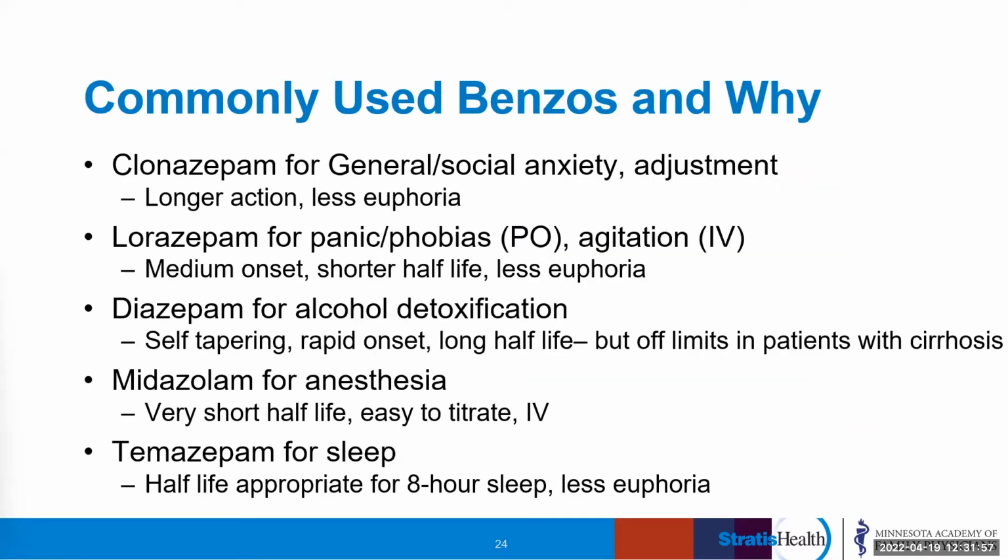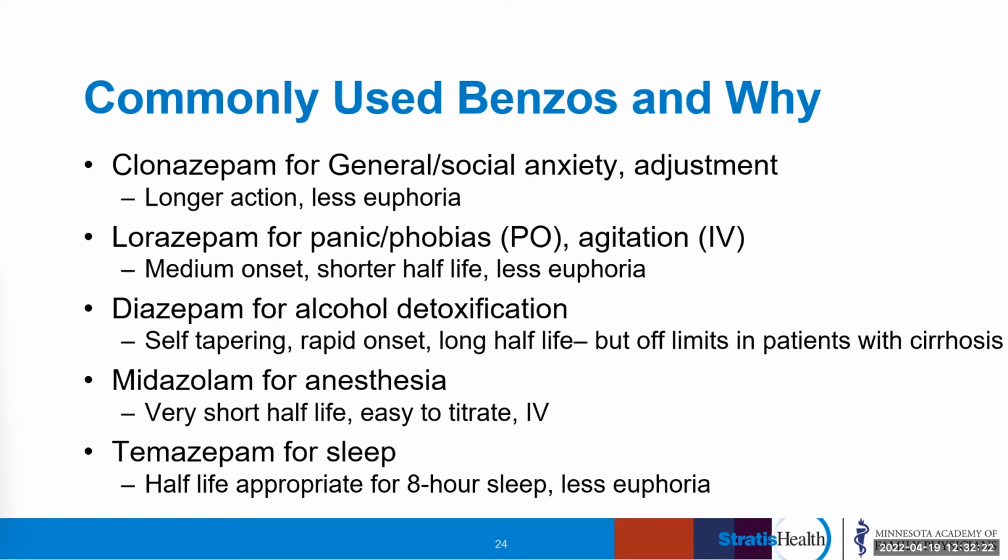Okay. So the commonly used benzos and why? Well, clonazepam, and to be clear, clonazepam also does not show up on a general urine drug screen dip. That's a very common one used for general and social anxiety. It's got a longer action. There's not as much euphoria with it, but it clearly works pretty well as a medication that's used intermittently.